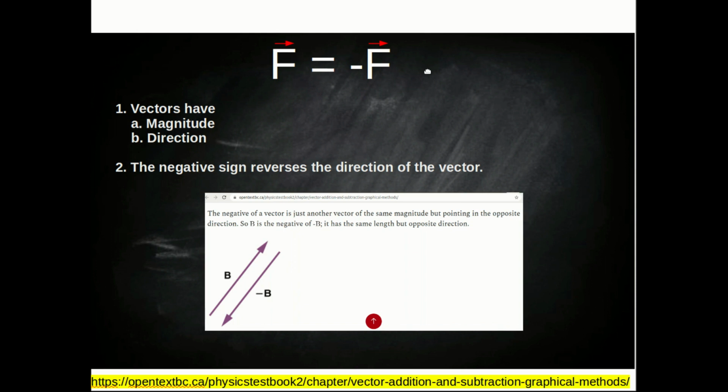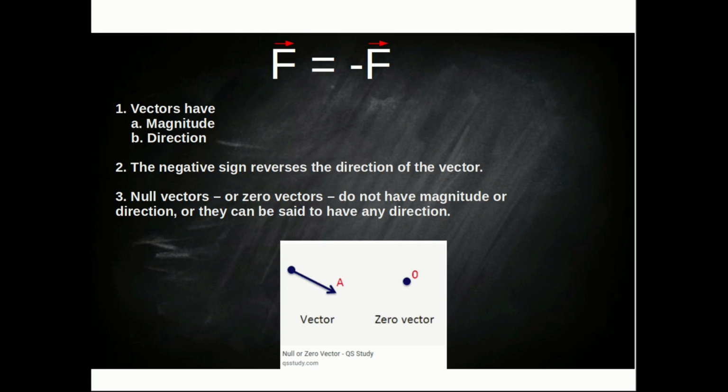So when we have f equals negative f, it's like you have two different directions. We have one direction, then the other direction, but they're supposed to be equal. And the question is, when do you have two opposite directions of vectors being equal? If they have magnitude, if they have length, they're not equal. Null vectors, however, or zero vectors, do not have magnitude or direction, but they can be said to have any direction because they don't have direction.